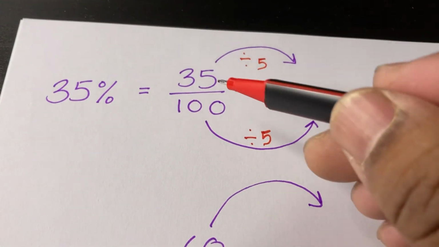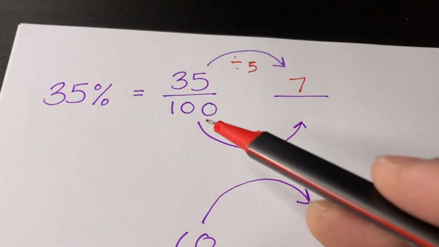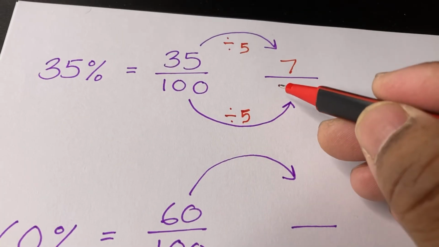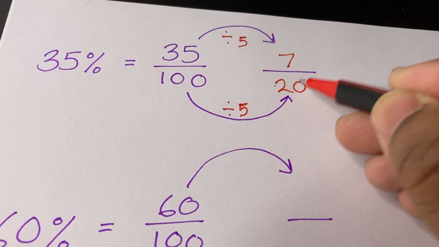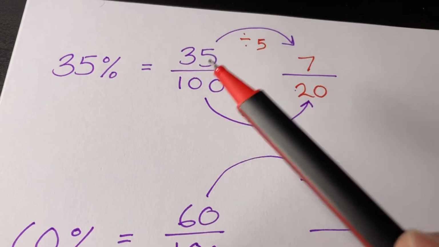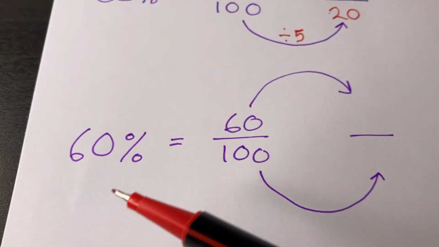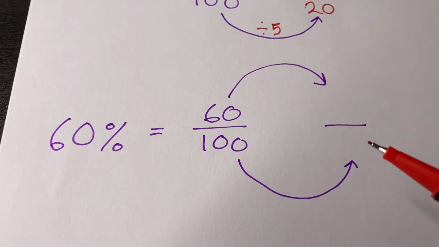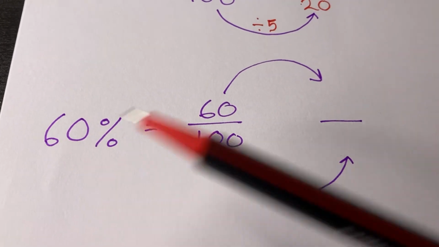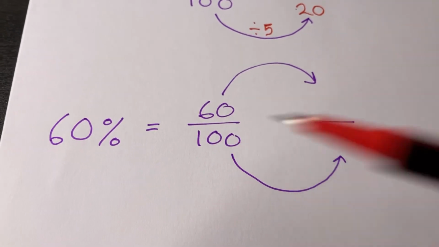So we can divide both of them by 5. And 35 divided by 5 is 7. And 100 divided by 5 is 20. So 35% is 7/20. It was 35 hundredths, but we had to simplify it to 7/20. Okay. Let's have a look at this one, 60%. Let's turn 60% into a simplified fraction. So we know 60% is 60 out of 100. That's quite straightforward. But we need to simplify this.